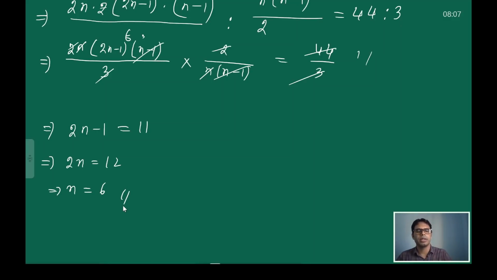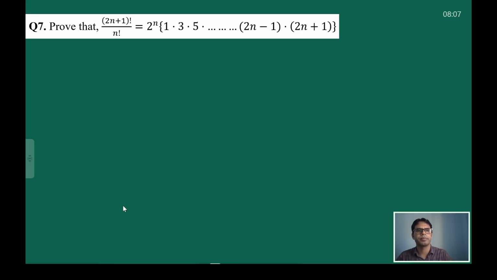Okay, so let us take the next question. Prove that this is equal to this. Very simple. We start with the left hand side. Solution. The left hand side is factorial 2n plus 1 divided by factorial n. So this is equal to factorial 2n plus 1, meaning it is the continuous product of 1 up to 2n plus 1, natural numbers, back.